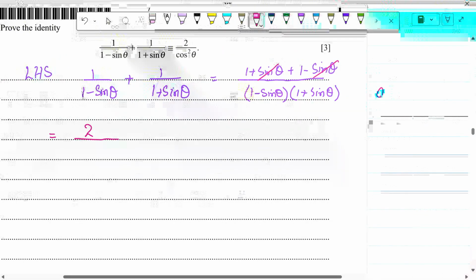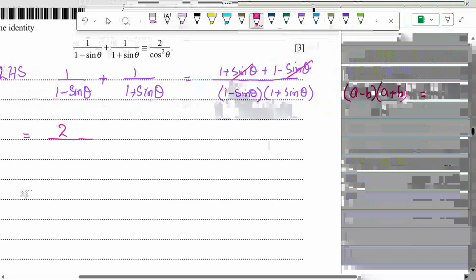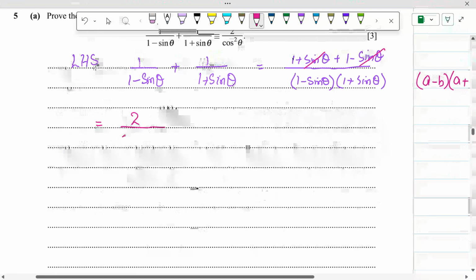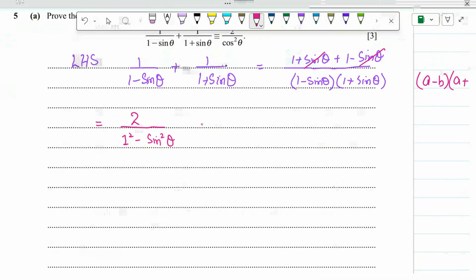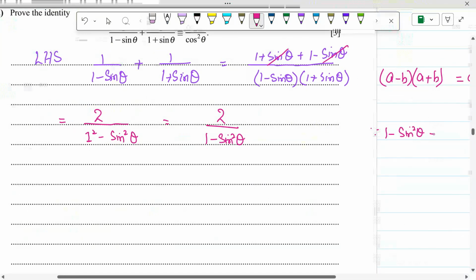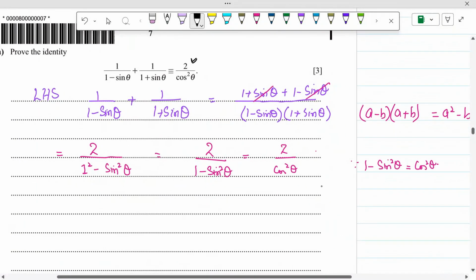We can apply the a minus b times a plus b formula, which is equal to a square minus b square. So this one will be equal to 1 square minus sine square of theta. This one is equal to 2 over 1 minus sine square of theta, and we know that 1 minus sine square of theta is equal to cos square of theta. So this one is equal to 2 over cos square of theta, which is equal to the right hand side.